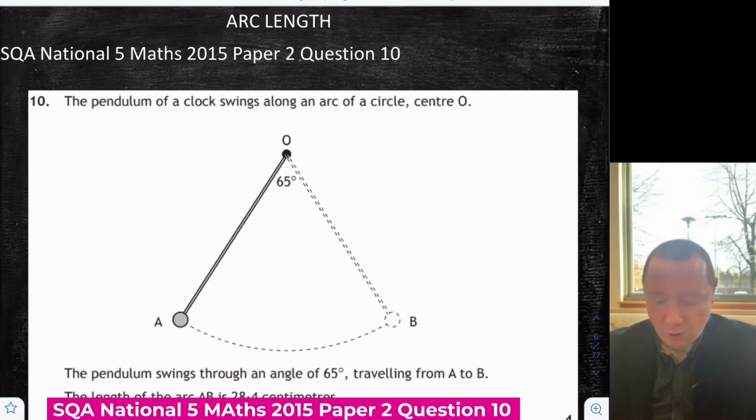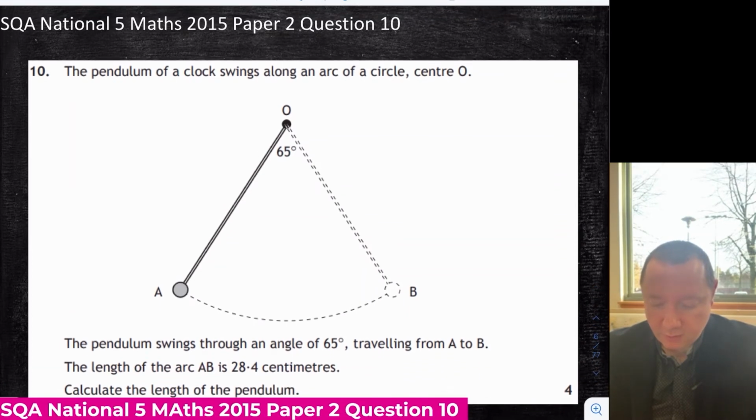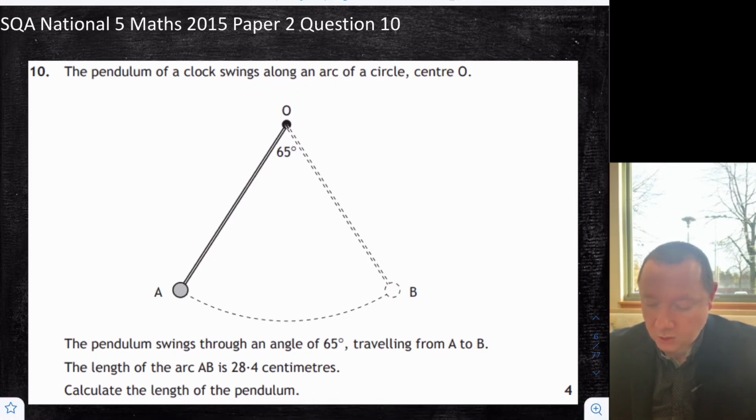So on arc length, we've got SQA National 5 Maths 2015 Paper 2 Question 10. Had this question: the pendulum of a clock swings along an arc of a circle with centre O. So you've got 65 degrees here. The pendulum swings through 65 degrees. The length of the arc is 28.4. Calculate the length of the pendulum. So we're working backwards from arc length, but it mentions length of arc, so we can substitute in.